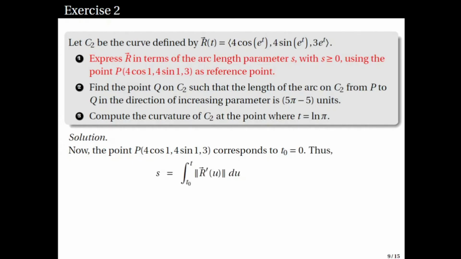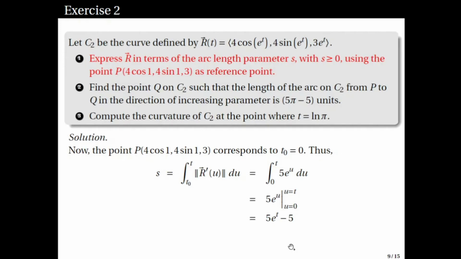Thus, setting up the integral for s, you have this integral from 0 to t of 5e to the u du, and so this is just the norm of r prime with the variable replaced by the dummy variable u. So you have the integral as 5e to the u evaluated from 0 to t. At u equals t, you have here 5e to the t. At u equals 0, you have 5e to the 0, or 5. So you have minus 5 here.